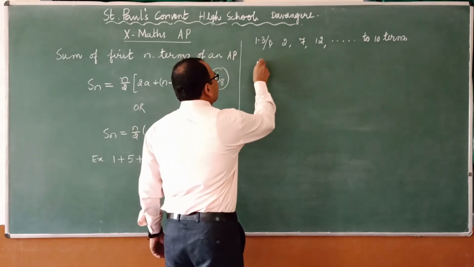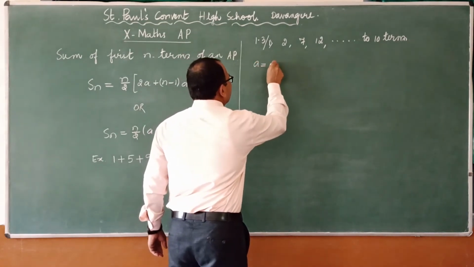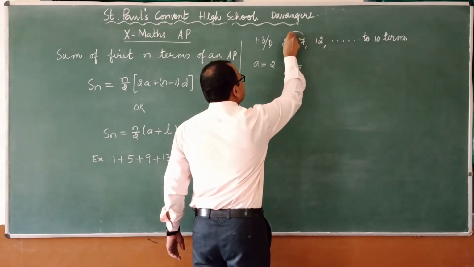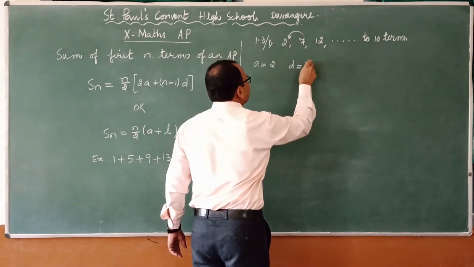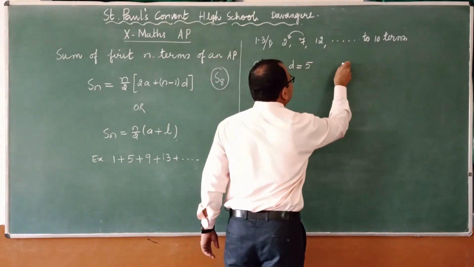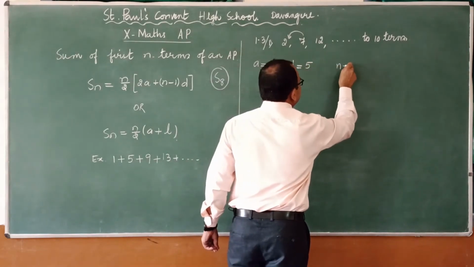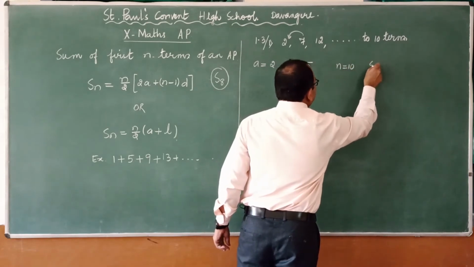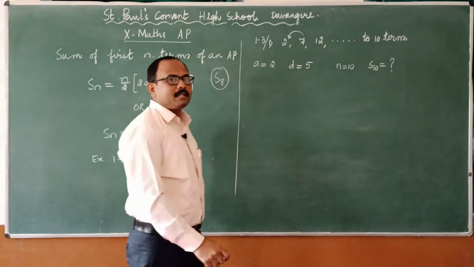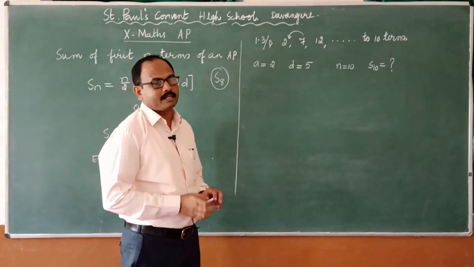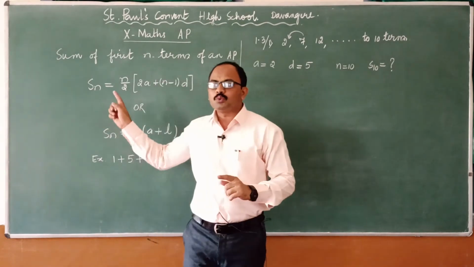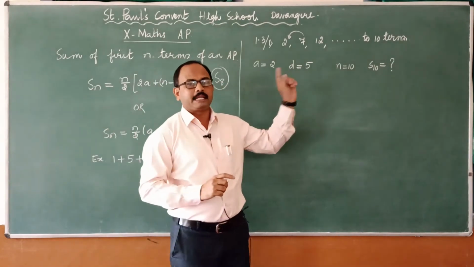Let me write down the given. A is equal to 2, the first term. D is equal to A2 minus A1, that is 7 minus 2, which becomes 5. Up to n terms, 10 terms means n is equal to 10. S10 is equal to question mark. This is how we write down the given, children. Then the formula. Here there are two. Which one to be used here?